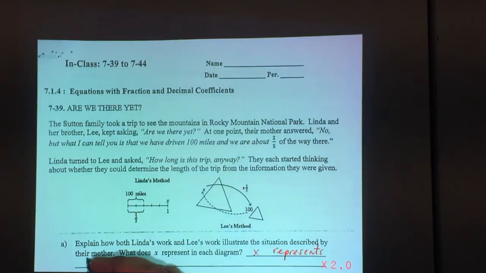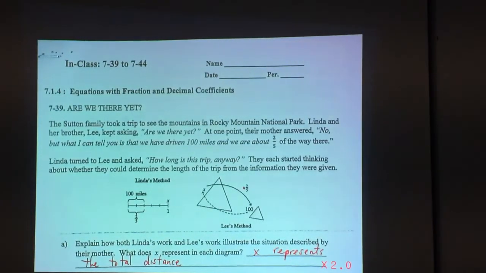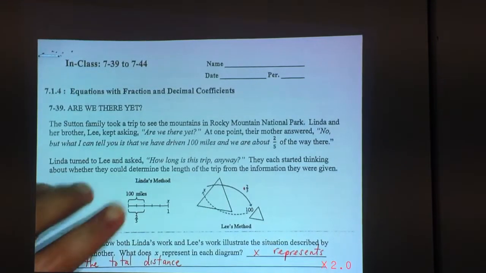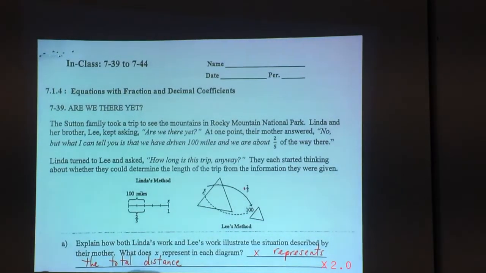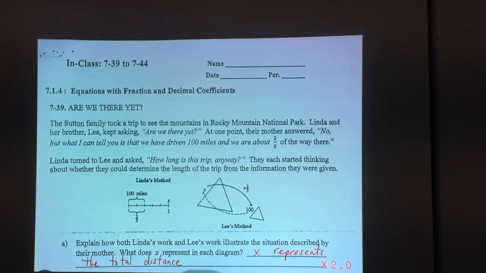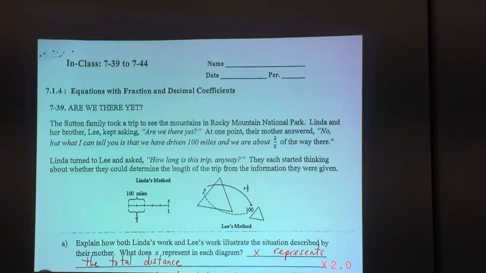x represents the total distance. Okay, so the 100, see in Linda's, it's really easy to tell. The 100 represents the distance traveled so far.